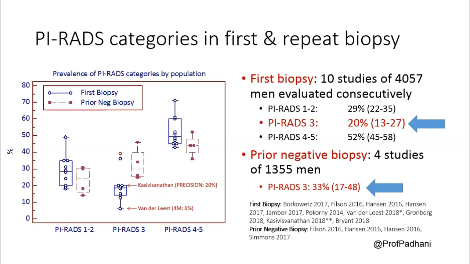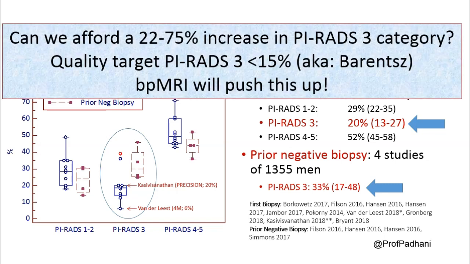So the real question you have to ask is, how much would PIRADS 3 proportions increase in the real world? Well, we now know that PIRADS 3 cases occur in approximately 20% of men in the first biopsy situation and in about 33% in men who have had prior negative biopsies. If this value increases by anywhere from 20-25%, which is the biparametric approach, to 75%, which would be the fast MRI approach, then would that be acceptable?